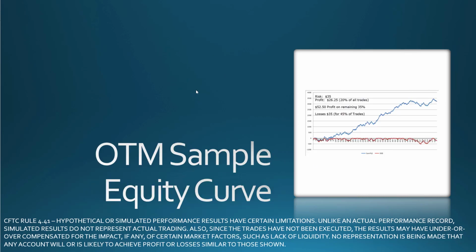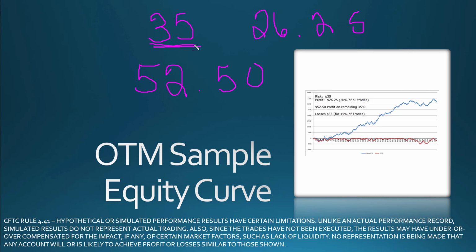What if we used an out of the money? In this case, you're risking $35. So you risk $35 per trade. You capture $26.25 on 20% of the trades, and you capture $52.50 on the remaining trades. Now, your losses would be capped at $35. Again, this is using a 55% winning percentage. This is what your equity graph would look like.